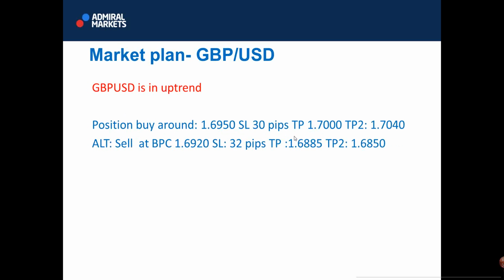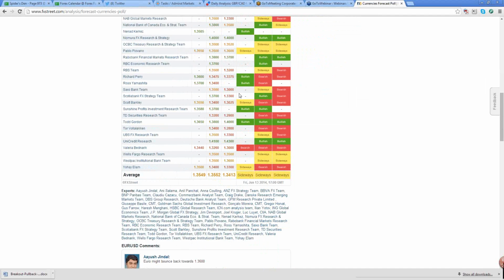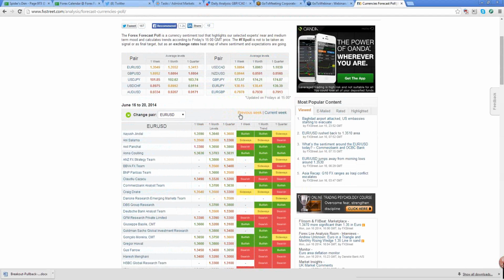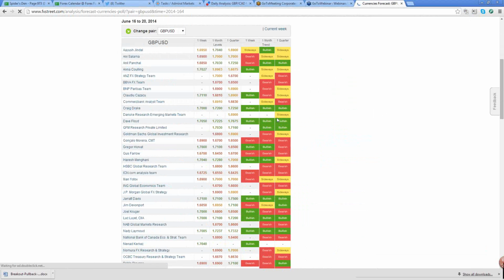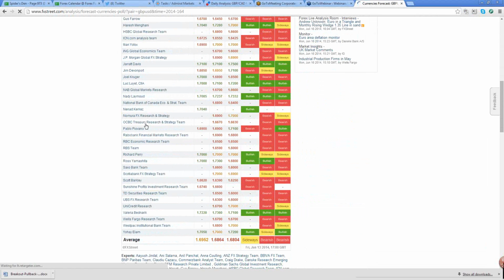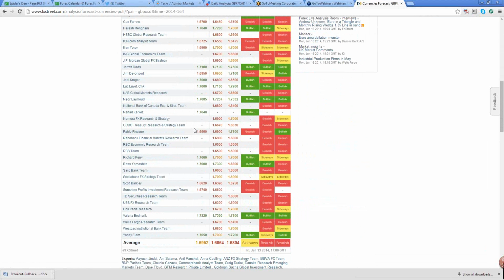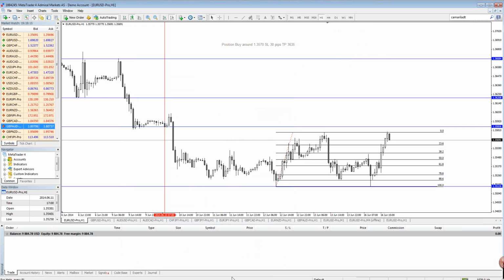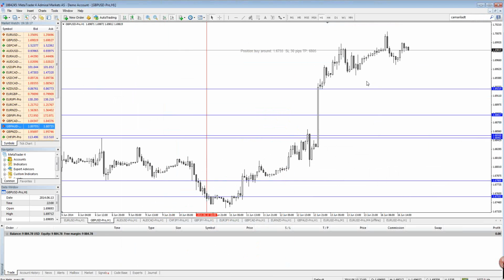For GBP dollar, I would look to buy at 69.50, stop loss 30 pips, target 1.70, target to 1.7040. Also, I had the analysis for GBP dollar here. Sorry, GBP dollar. And yeah, I'm bullish on pound. And this was on Friday. The price on Friday was basically somewhere around there.